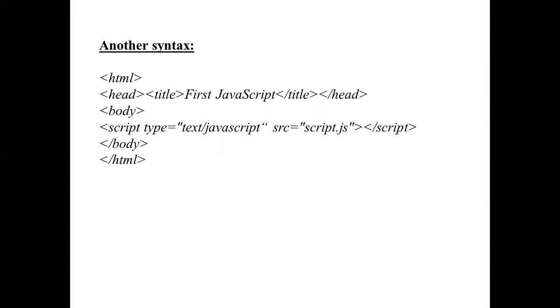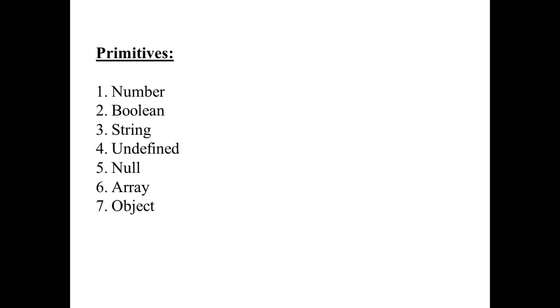Now we see the primitive data types: number, boolean, string, undefined, null, array, object. Number is a floating point number or any real number. Next, boolean value, true or false. Next, string data type, that is a sequence of characters. Next array and object. Next undefined and null.